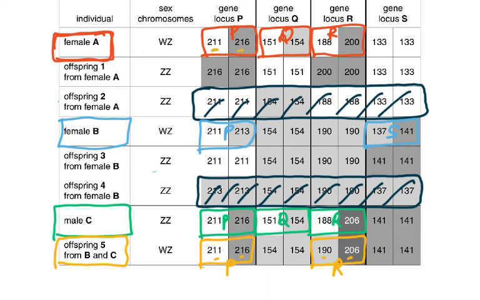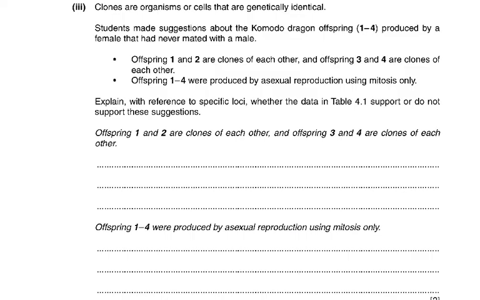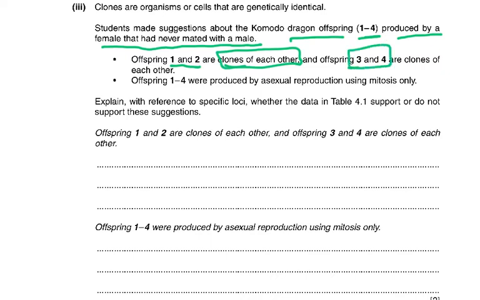Please pause the video and have a look at it, and then understand what I've written in the mark scheme. Part 3 of the question was again very challenging. Clones are organisms or cells that are genetically identical. Students made suggestions about the dragon offspring 1 to 4 produced by a female that had never mated with a male. So offspring 1 and 2 are clones of each other, and 3 and 4 are clones of each other. They want you to figure out, are 1 and 2 clones of each other, and are 3 and 4 clones of each other?